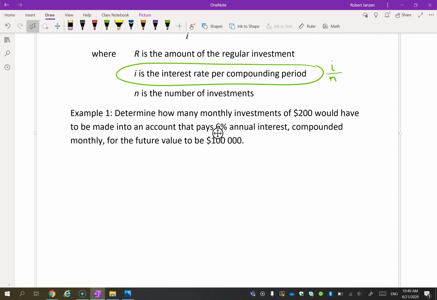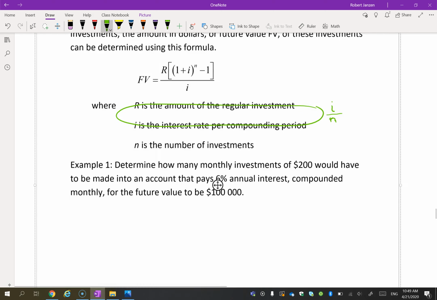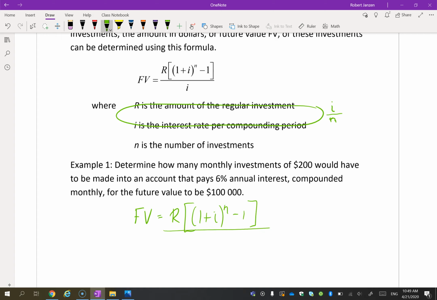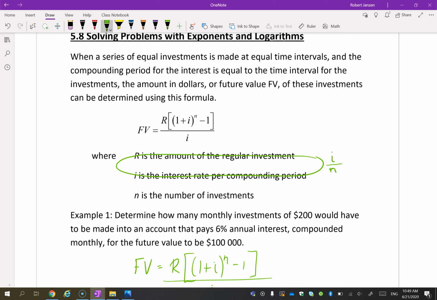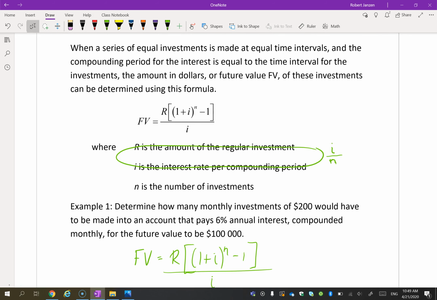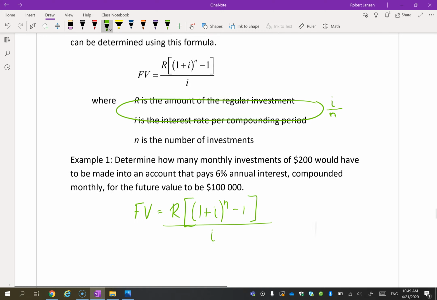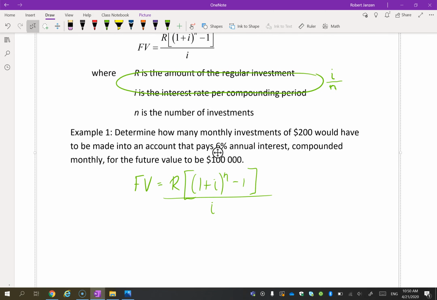So if a question asks you to use a formula, it will give you the formula. So let's start right off by just writing it, and then we'll see if we can figure out where everything goes. This formula has to do with money. If you read it, it says when a series of equal investments is made. So investment, in other words, you're putting in money at equal time intervals, and then there is interest. And the question was, what will the investment be worth? So FV is the final value, or future value.